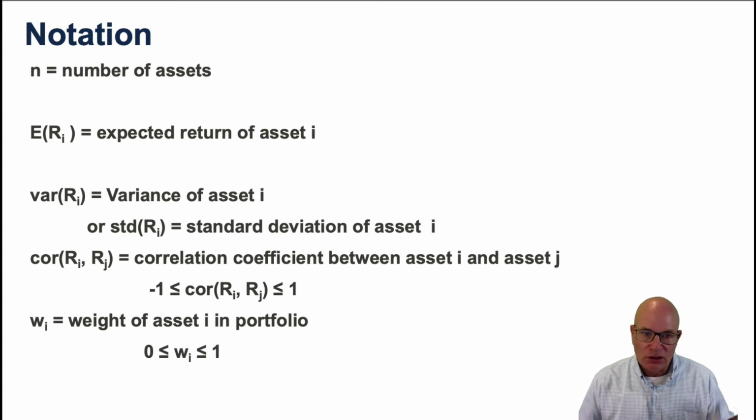We also have our choice variables, the weight of asset I in portfolio. This is the percent of our funds that we invest in asset I. And those range from 0 to 1. If it's 0, there's no money invested in that asset. If it's 1, all of our portfolio would be invested in that asset.